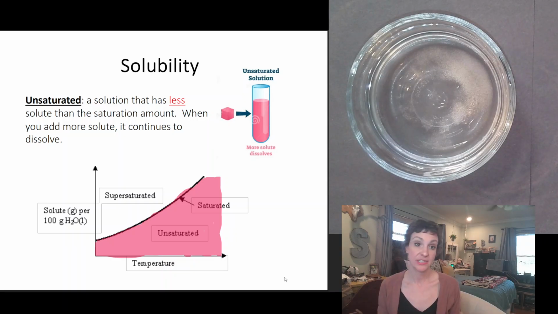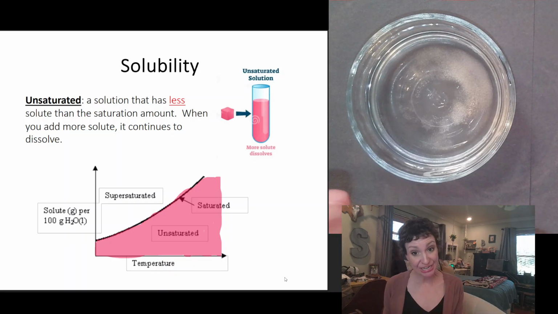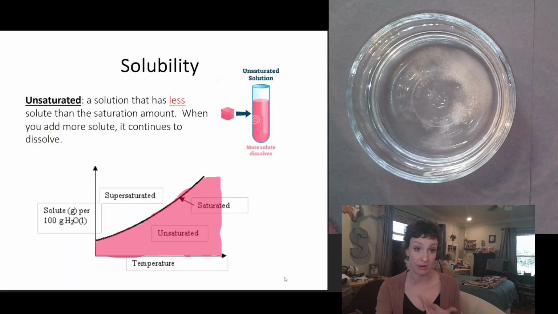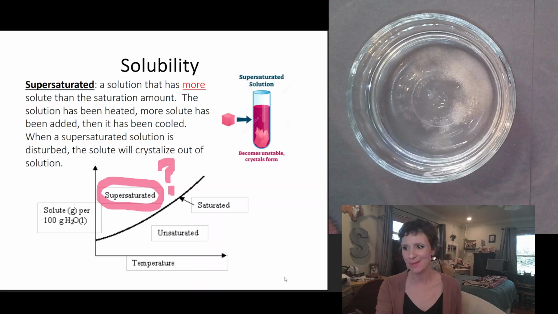Very cool. So this is all good and fun. So unsaturated is where I can continue to add more solute and it still will continue to dissolve. Saturation is when it's like, nope, I've added the maximum amount. Everything else, thank you very much, is going to keep falling down to the bottom no matter how much you stir.